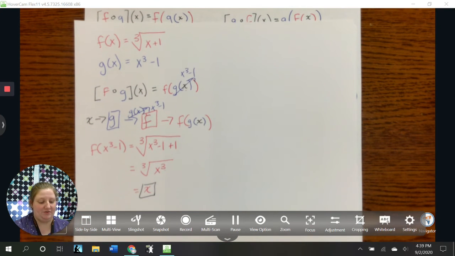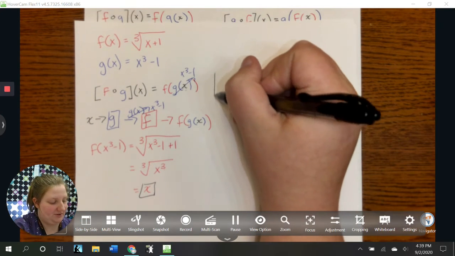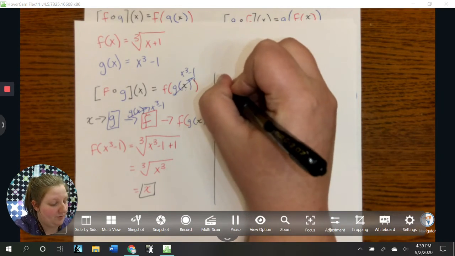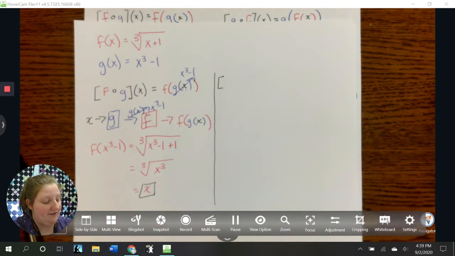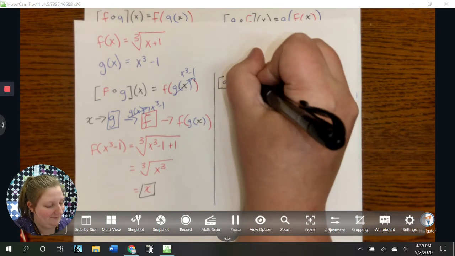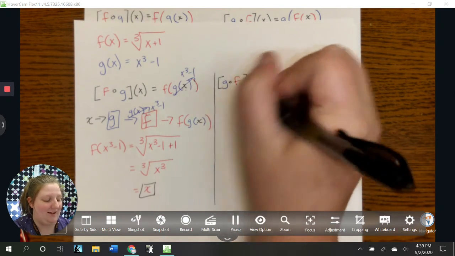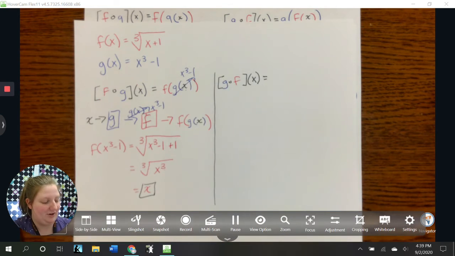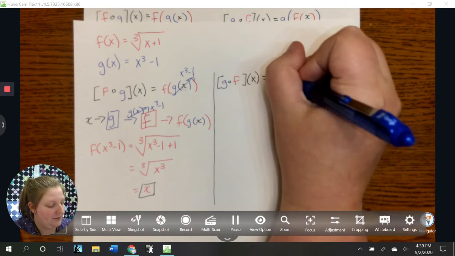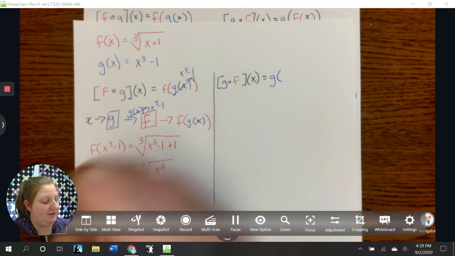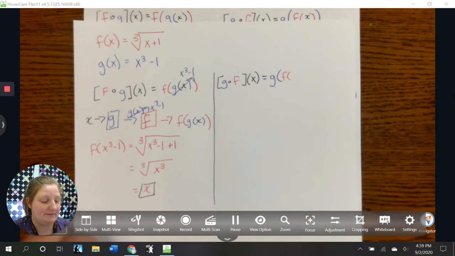And we could also do this in the opposite direction. So instead of f of g of x, we can do g of f of x. I'm sorry, it takes me the longest time to write this out with the different pens. So we're going to do g composed with f of x, or g of f of x.